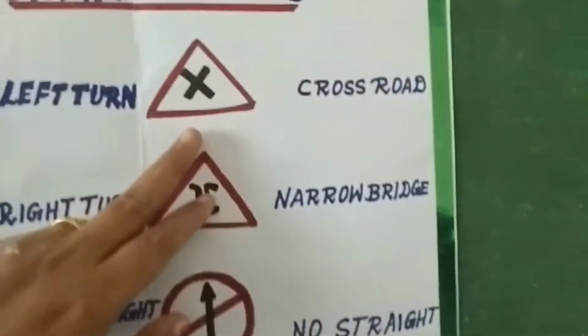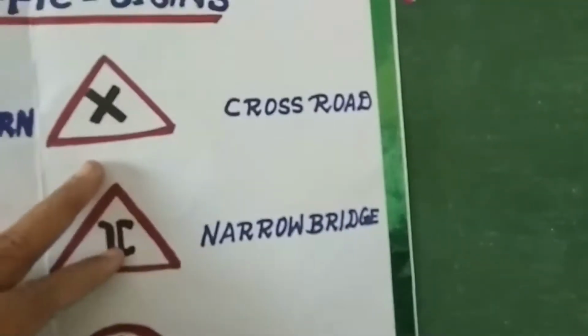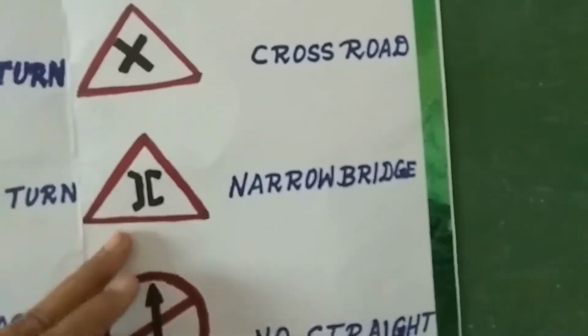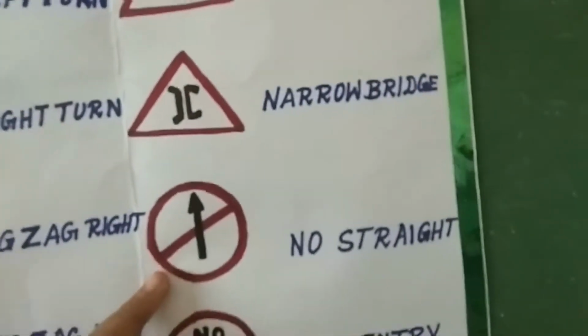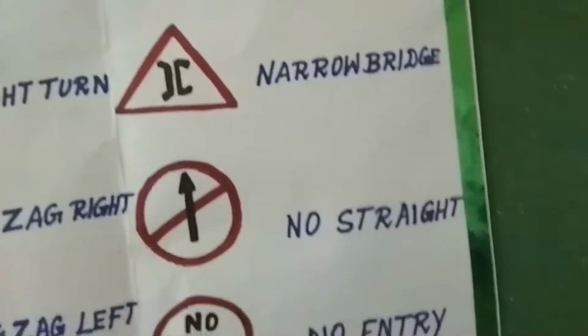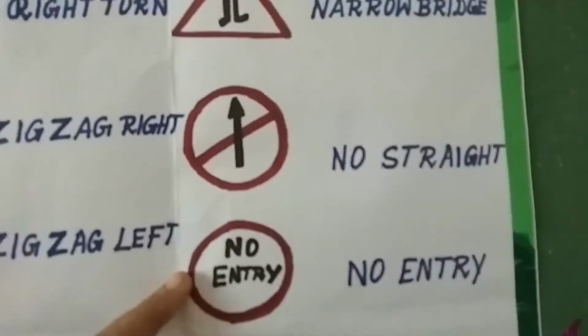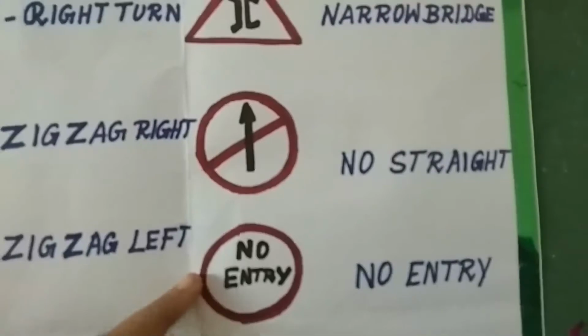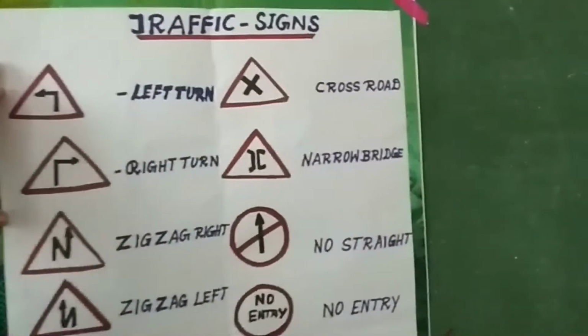This board shows a cross road. Cross road. This one is a narrow bridge. This one, don't go straight. Narrow, they will say you should not go. This is no entry. What is this? It's a no entry. So these are the traffic signals on the road.